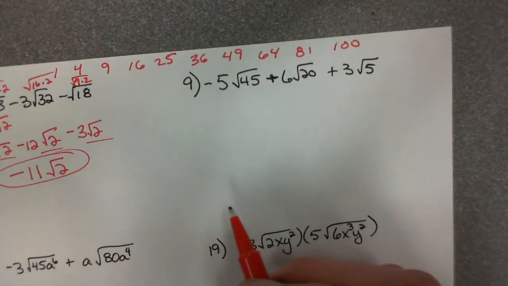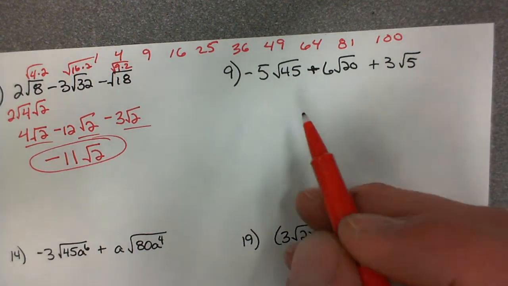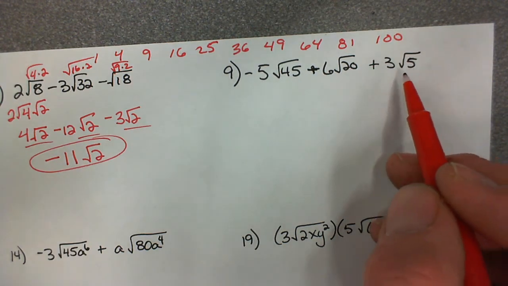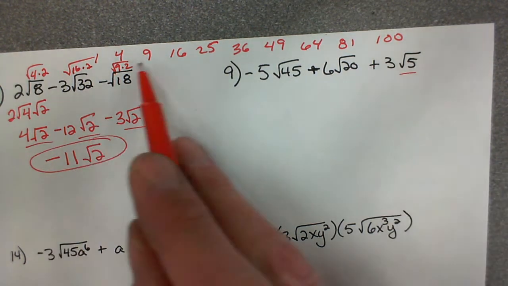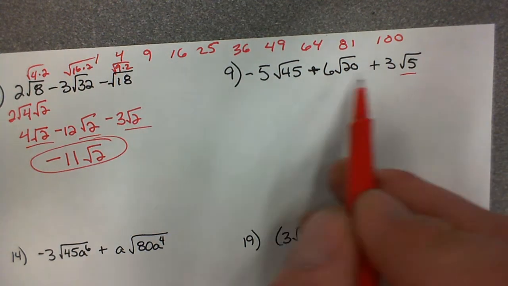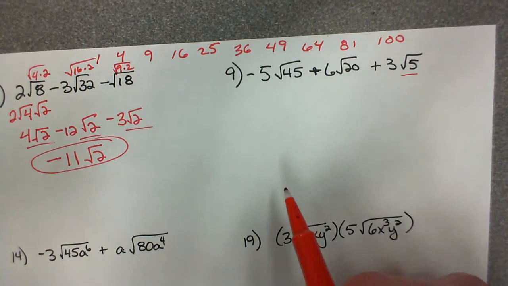Problem number 9, same problem. Let's go to the smallest square root first. We got a square root of 5. Is there any perfect square factors of 5? No, 5 is a prime number. So let's try to divide these numbers by 5.